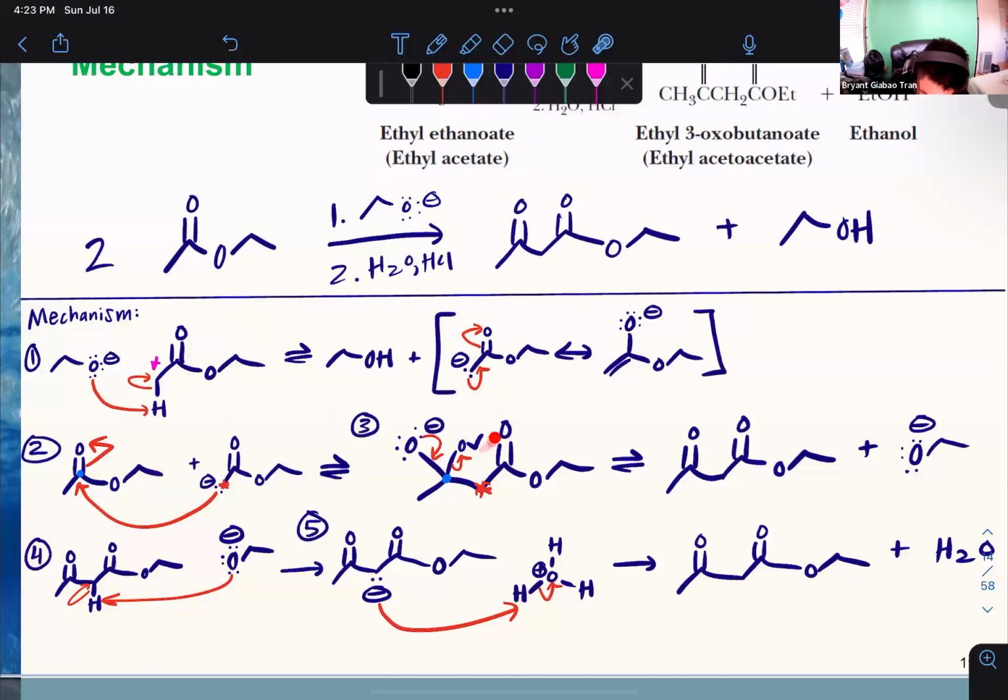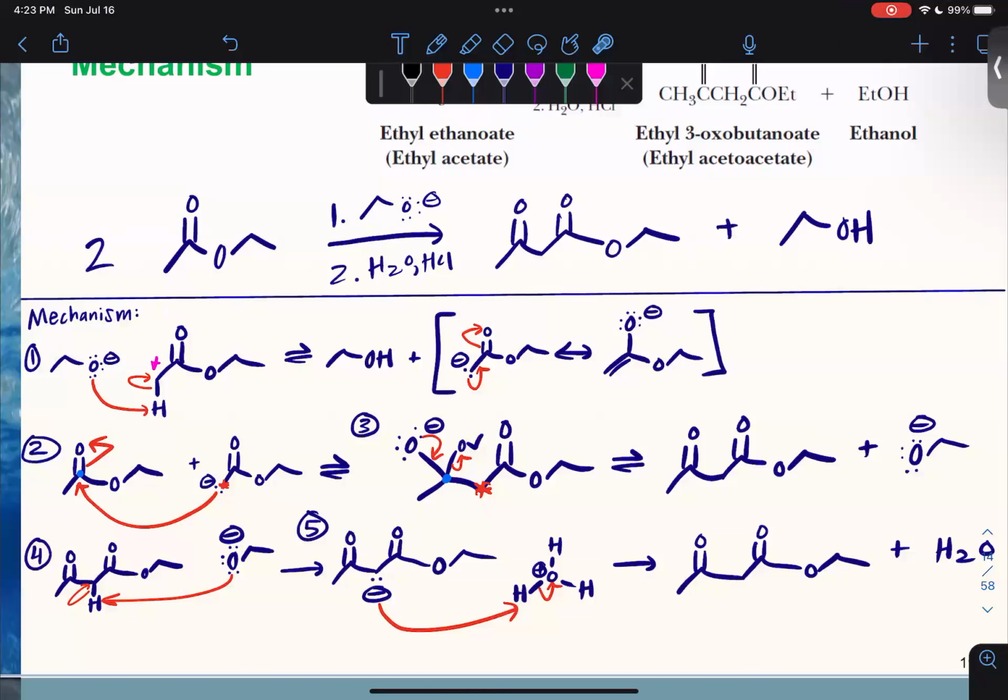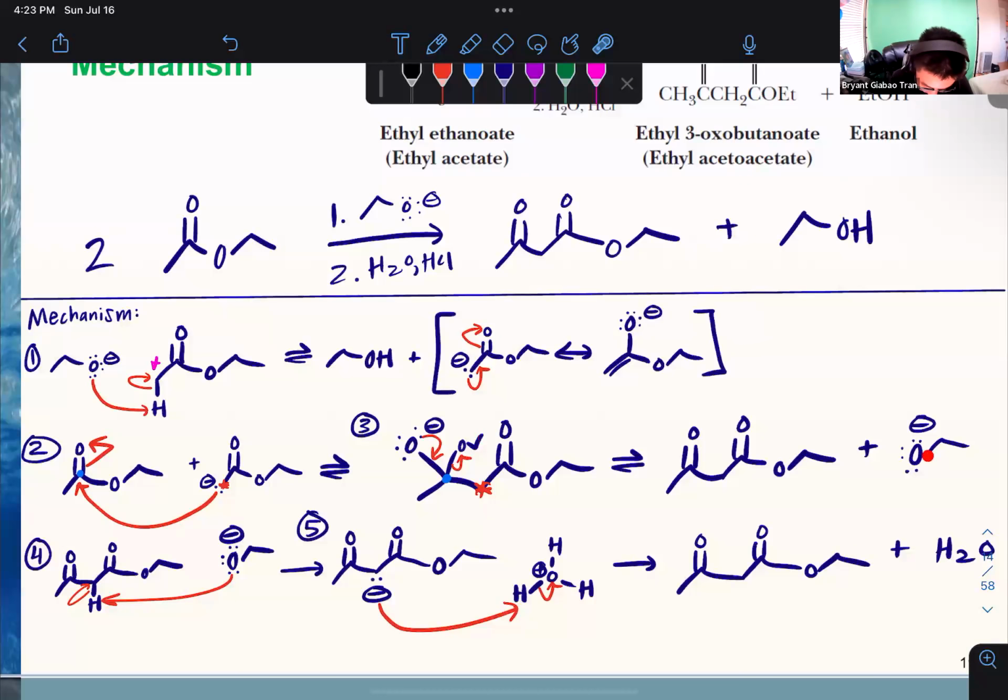And this ethoxide group, you know how it's a bad leaving group? Since it's a bad leaving group right here, it needs to come back and take its vengeance and attack the alpha hydrogen between these two oxygens over here. So after that, it deprotonates this alpha hydrogen, which gives that alpha carbon a negative charge. And then at the very last step, we just protonate that with acid, which is the second step over here.